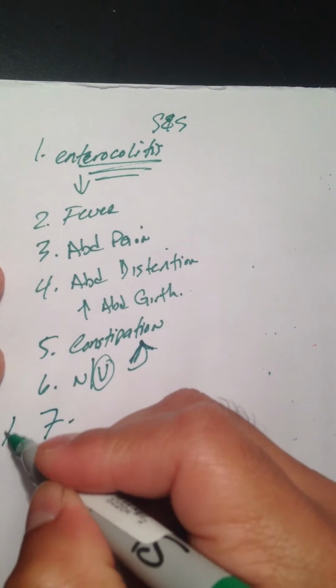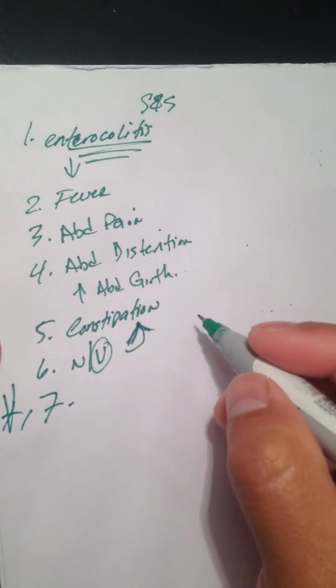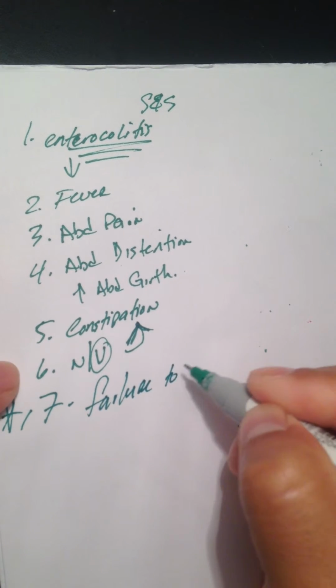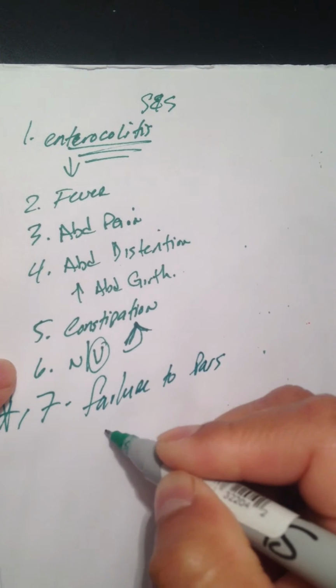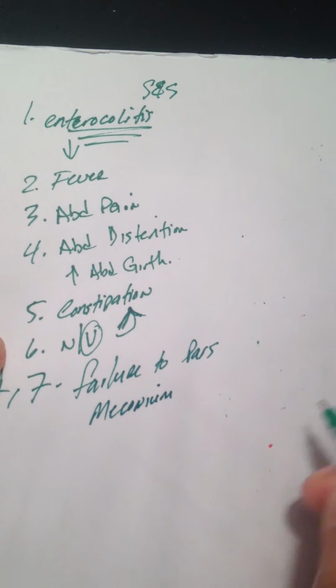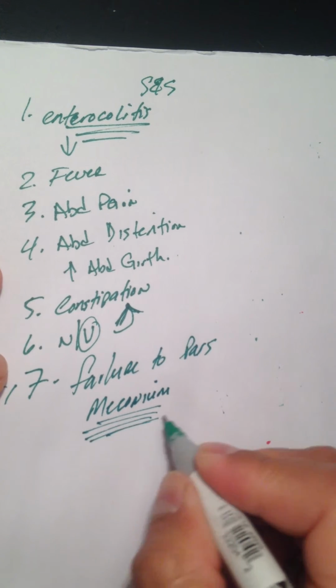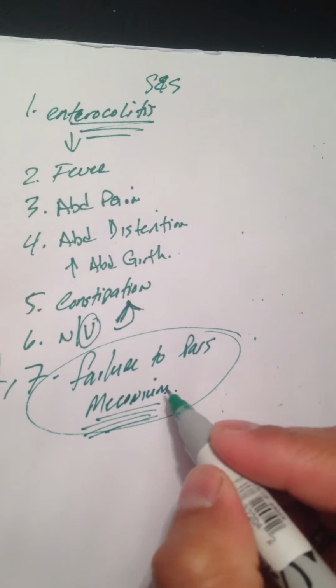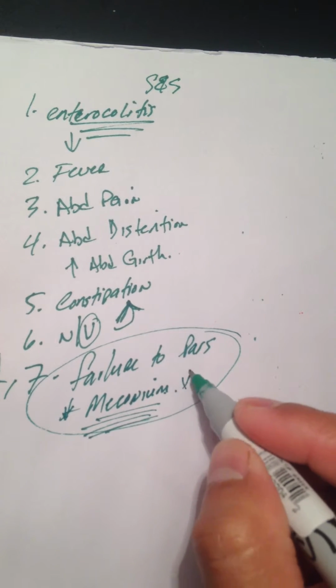Number 7, here's a biggie. Notice for the NCLEX: failure to pass meconium, and this is that first stool for newborns. Okay, so they are unable to pass meconium. If they are unable to pass that meconium, that is a huge signal that maybe something is going on with the bowel.